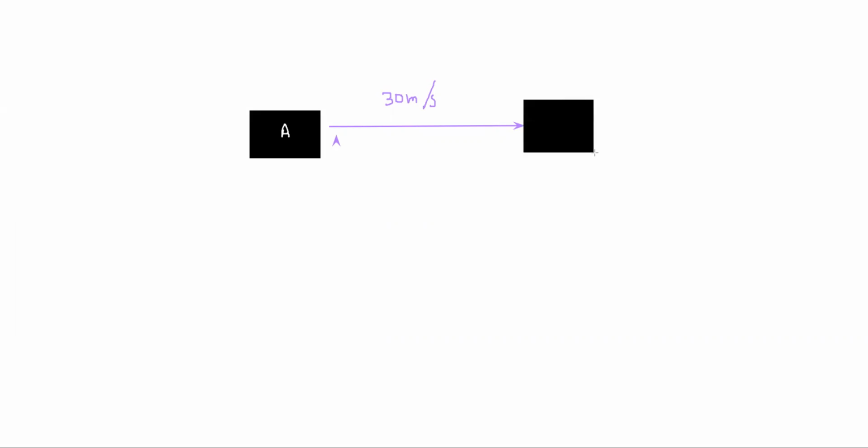So first the object moved towards right and the speed of the object was 30 meters per second. Then the object takes a U-turn and returns back, not to the same starting point, but it returned back with the same speed of 30 meters per second. Now in this question, the main question is: is there a change in speed?